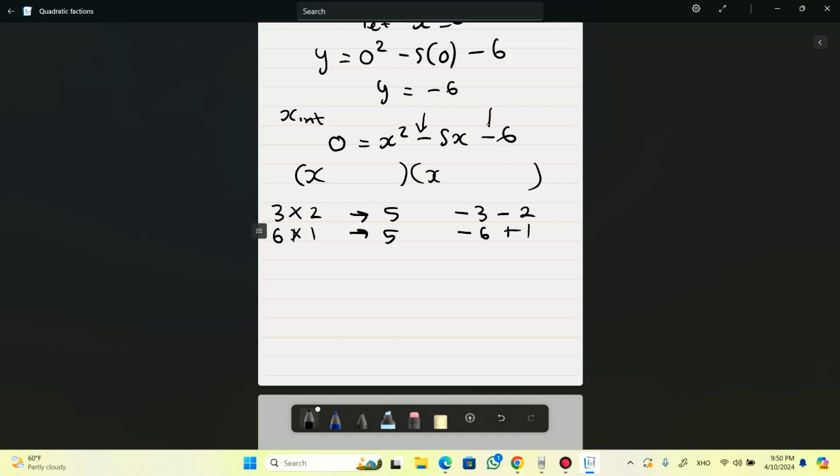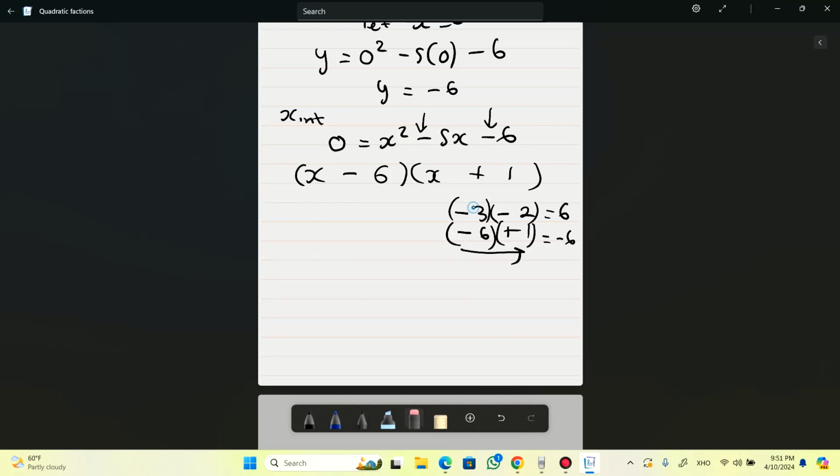But here I also have the negative. So meaning when I times these two values, they should give me negative 6. Now if I times negative 3 times negative 2, it gives me positive 6. Negative 6 times positive 1 gives me negative 6, meaning I could use these values here. So I can have 6 as a negative there, and here is a positive 1, right? Just hoping that you understand what I did there.